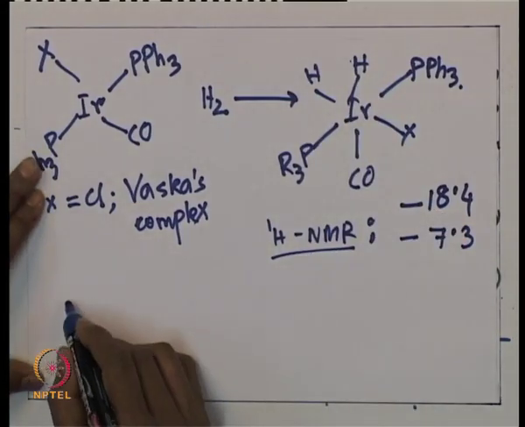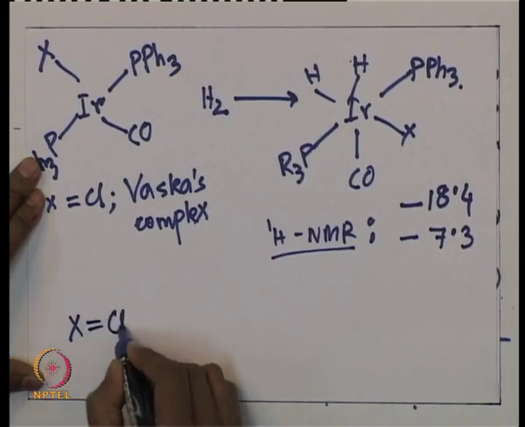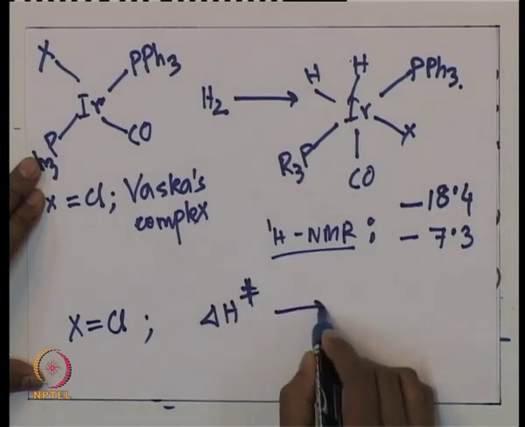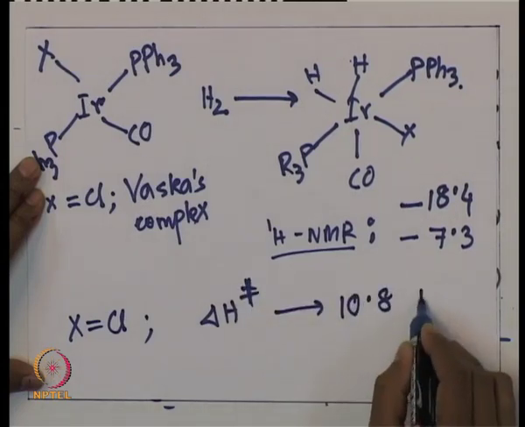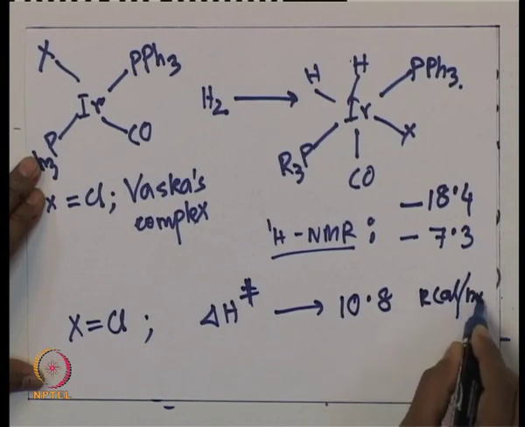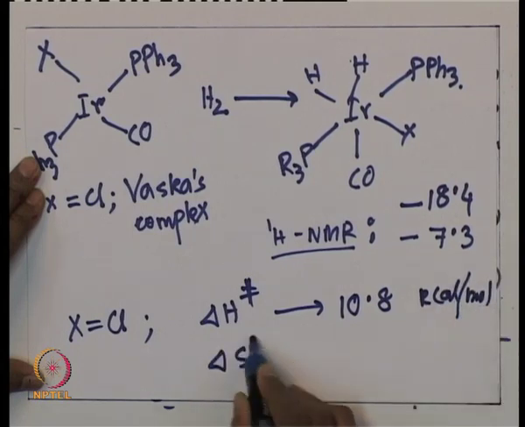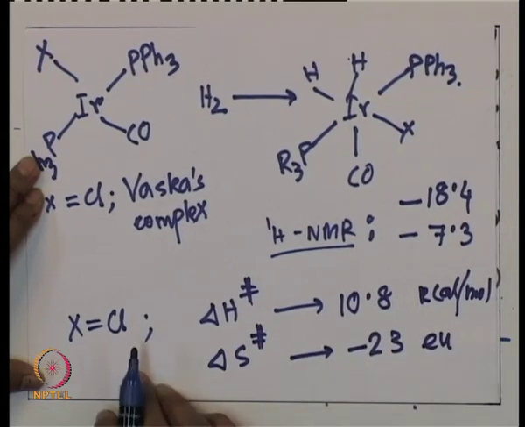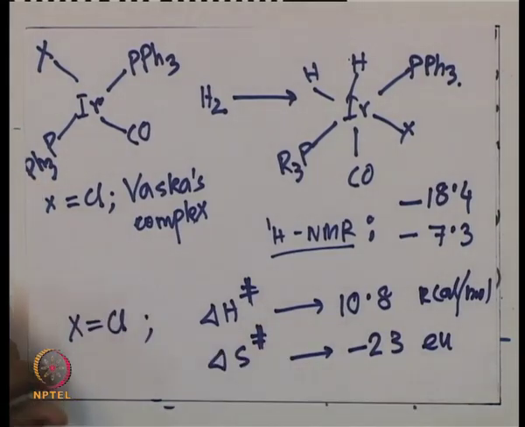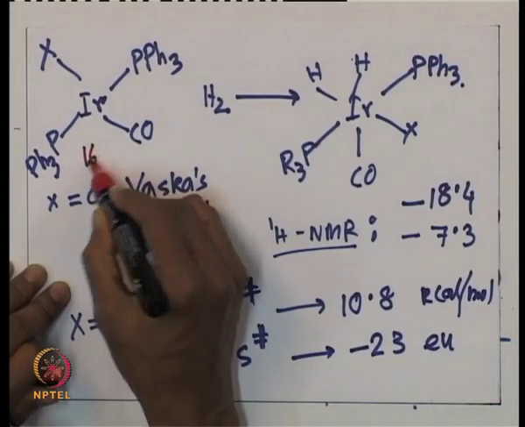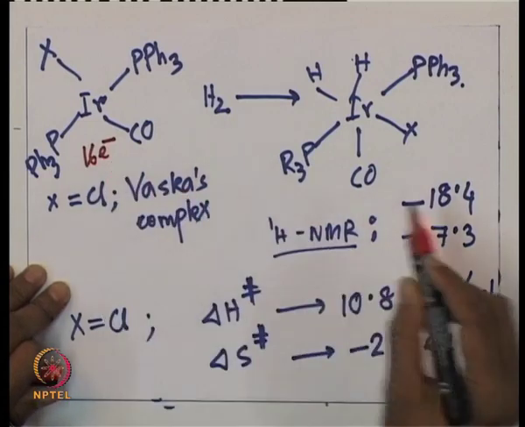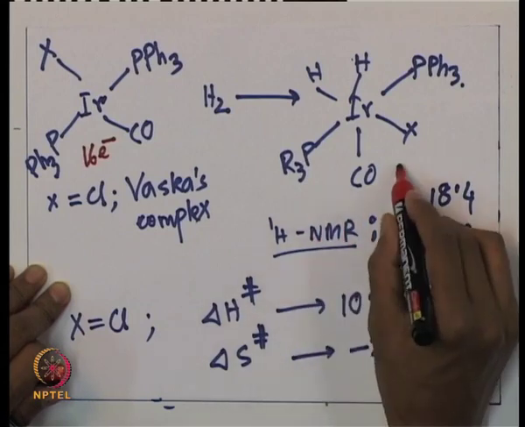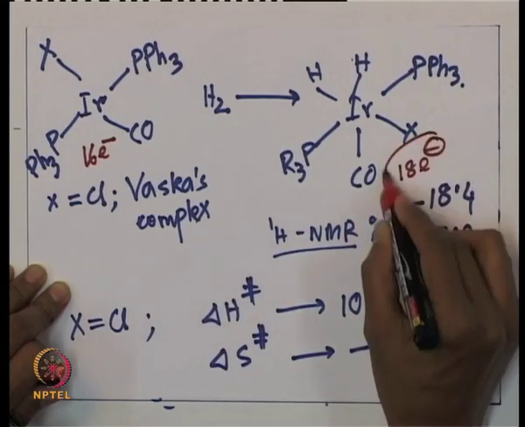And if you have X equals chloro, that is again the Vaska complex, delta H double dagger for this reaction is found to be 10.8 kcal per mole, and delta S double dagger for this reaction will be minus 23. Again, this is confirming the fact that this 16 electron Vaska complex is undergoing an associative mechanism to give you this 18 electron final complex.